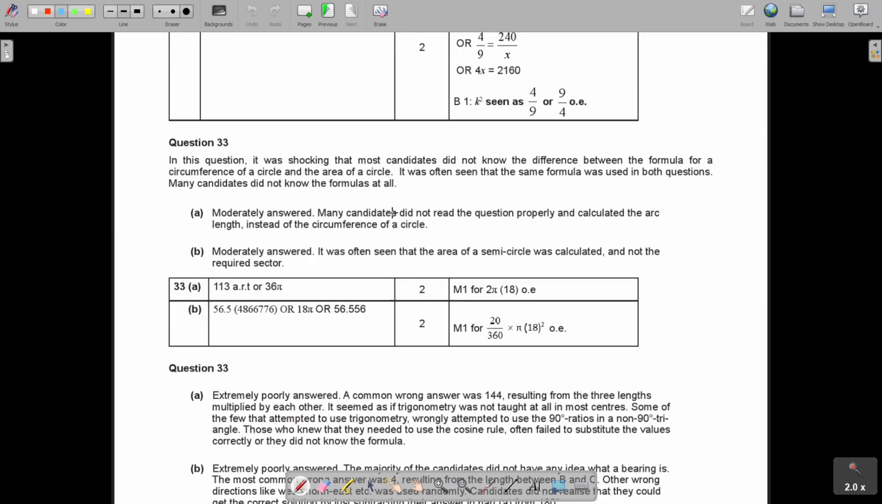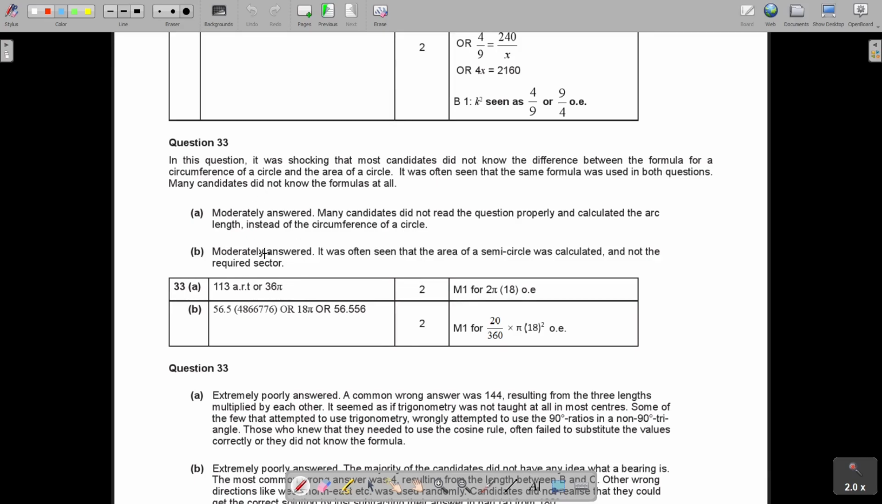Moderately answered. Many candidates did not read the question properly and calculated the arc length instead of the circumference of a circle. It was a full circle in the first question. So that was the answer: if you approximate to 3 significant figures, it was 113. But if you worked with 3.142, it would have given you an exact answer. And then it was 36 pi.